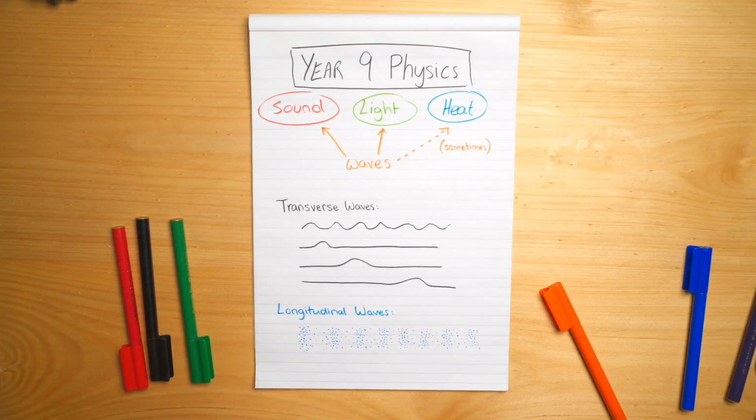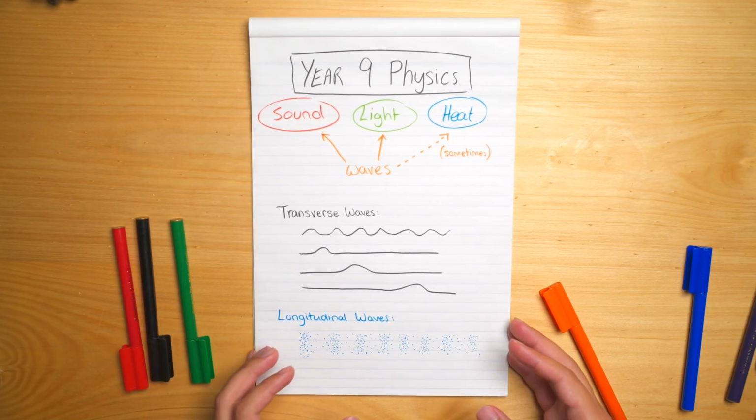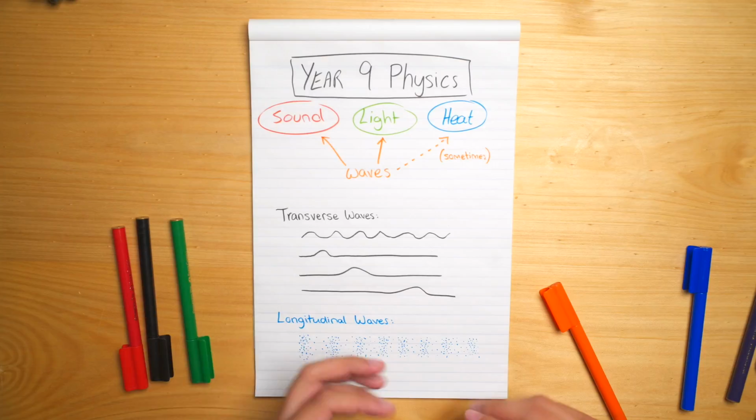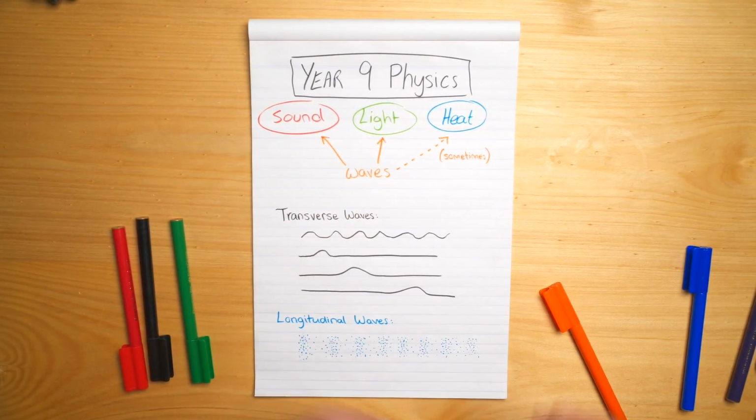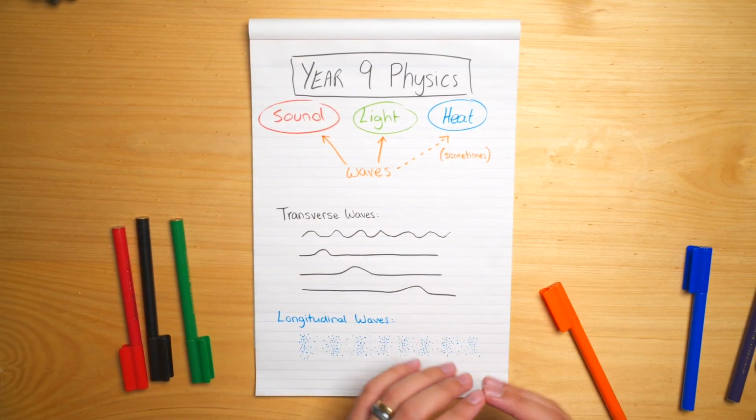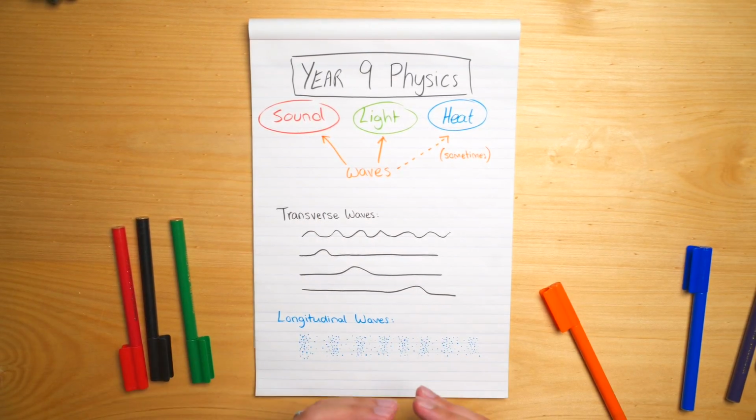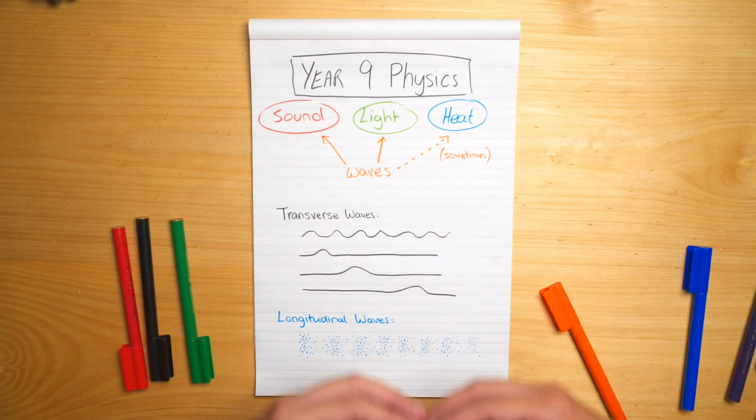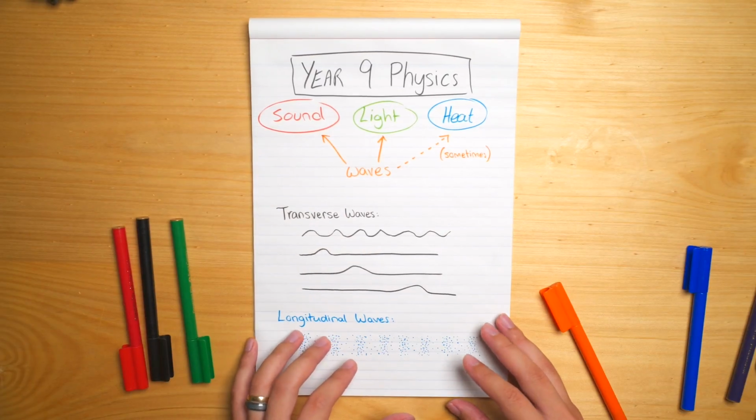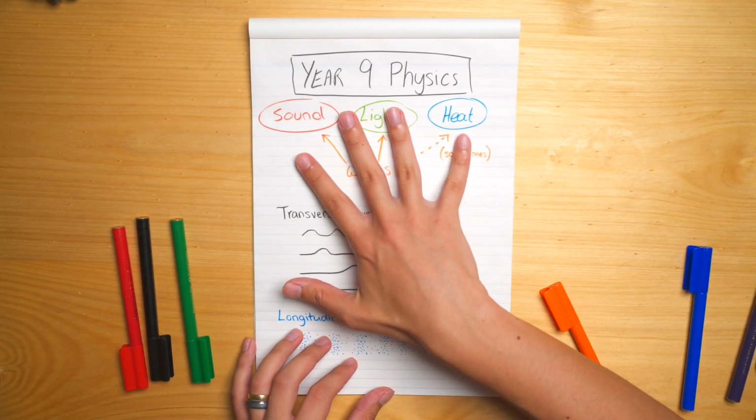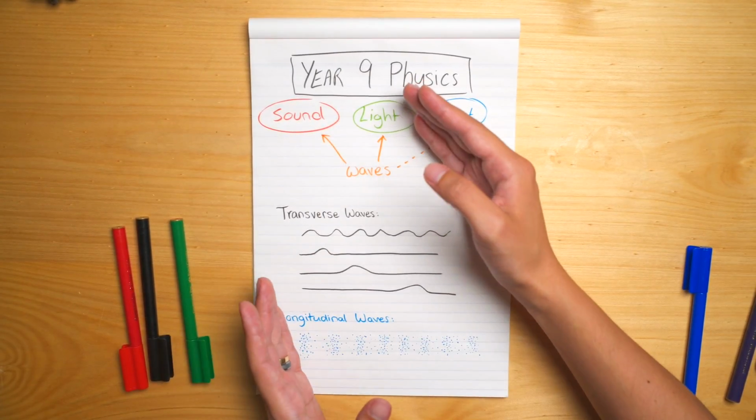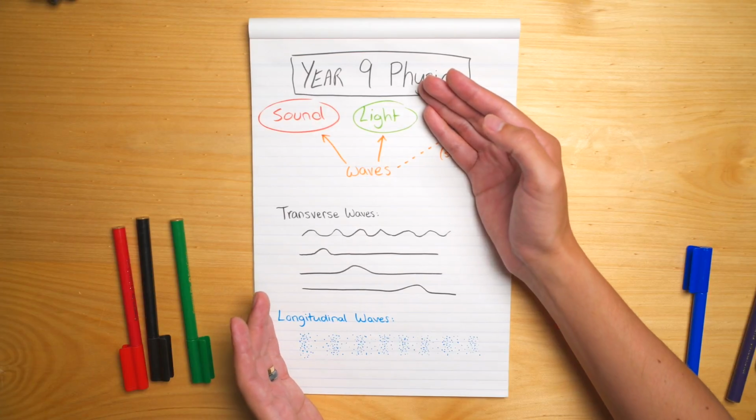Welcome to our first video for Year 9 Physics, and we are going to eventually cover sound, light, and heat, particularly with details such as what they are from a physics standpoint, and also how they propagate, how they transfer through materials, or how they get from A to B.